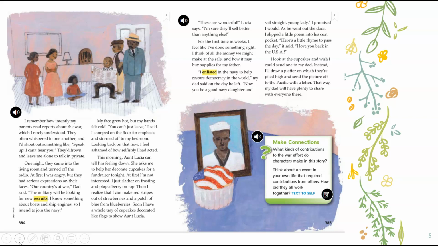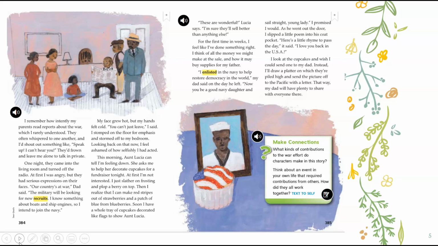"These are wonderful," Lucia says. "I'm sure they'll sell better than anything else." For the first time in weeks, I feel like I've done something right. I think of all the money we might make at the sale and how it may buy supplies for my father. "I enlisted in the Navy to help restore democracy in the world," my dad said on the day he left.